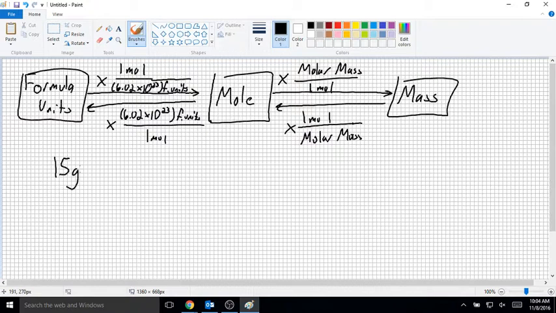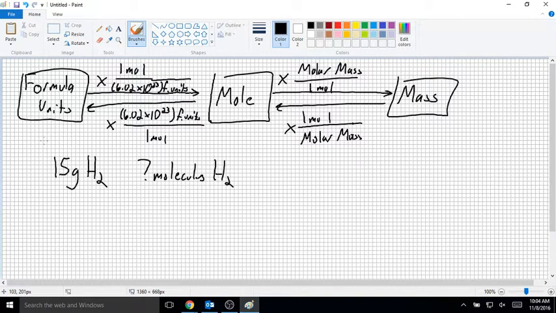15 grams of H2. And I want to know how many molecules of H2 that is. Molecules, once again, is one of those things that counts as formula units. So molecules is the same as formula units here.